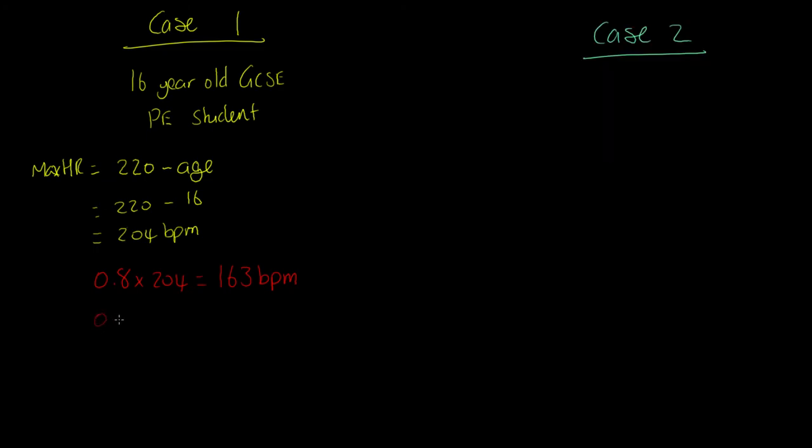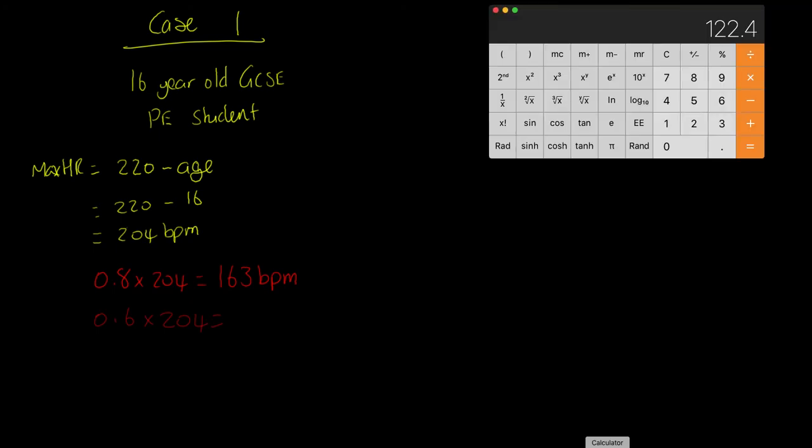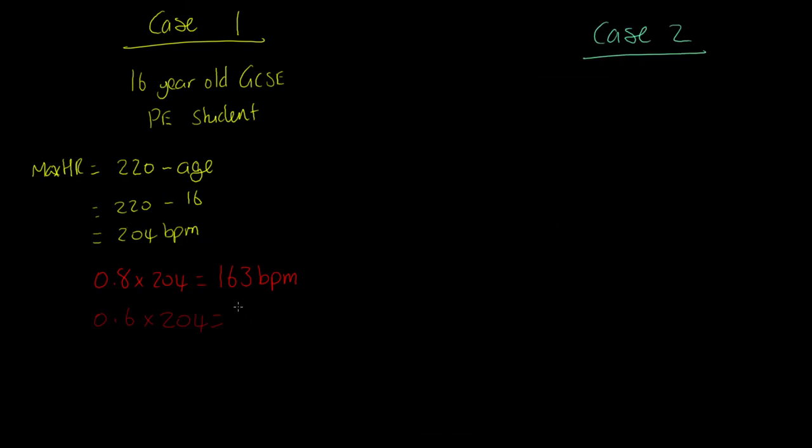So 0.6 times 204 gives us, was it 122? Have I misremembered that? Yeah, 122 beats per minute. And the point I want to make here is that our performer, our 16-year-old GCSE student, if they want to work aerobically, should be working in that zone.